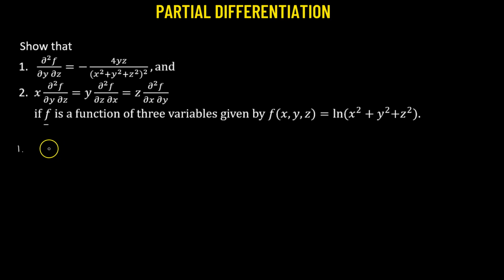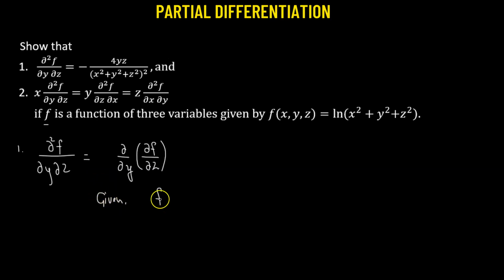So in problem number 1, let's begin with the second partial derivative of f with respect to z and with respect to y. This simply means that first we will begin by considering f and take its partial derivative with respect to z, and whatever value we obtain will again take its partial derivative with respect to y. So let's begin. So we are given here the function f, which is the natural log of x squared plus y squared plus z squared.